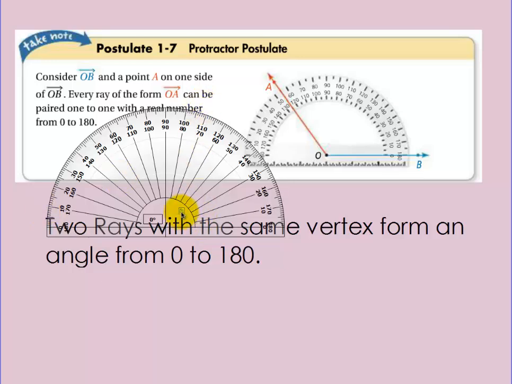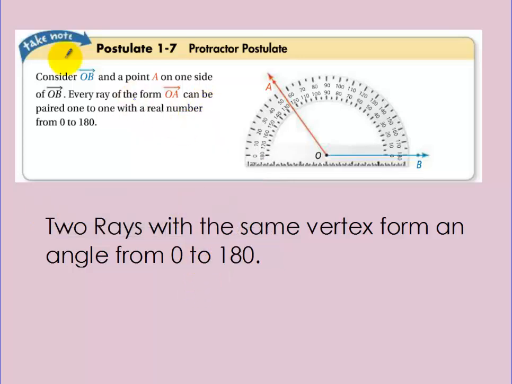All right, this is the protractor postulate. What does this mean? There's a lot of words up here. But basically you have two rays and they form an angle, and this angle can be represented by a number between 0 and 180 degrees. So we can measure it using a protractor.